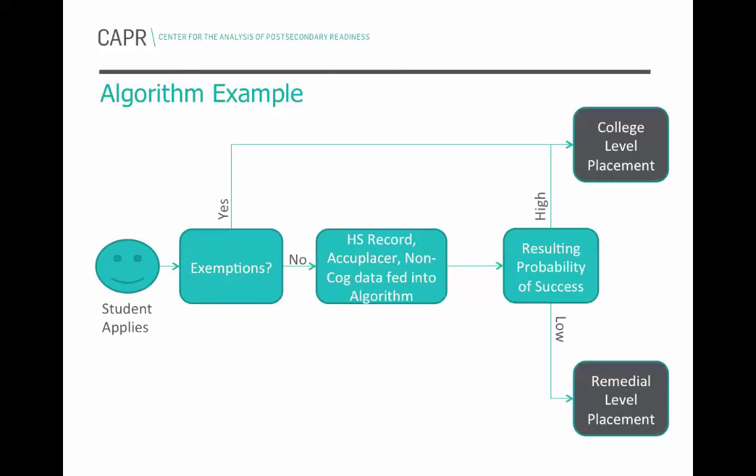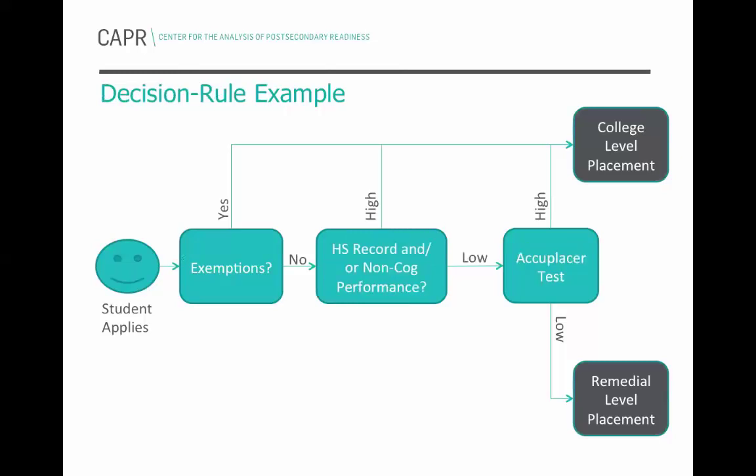Faculty determine what the probability is that they consider to be college level versus remedial level, and students are placed either into college level or remedial. And by the way, you probably noticed, I'm using remedial and developmental interchangeably here. Decision rule example: a student applies, there might be some exemptions.